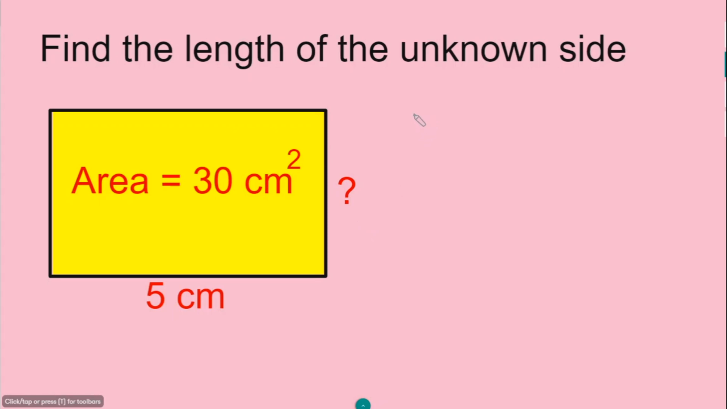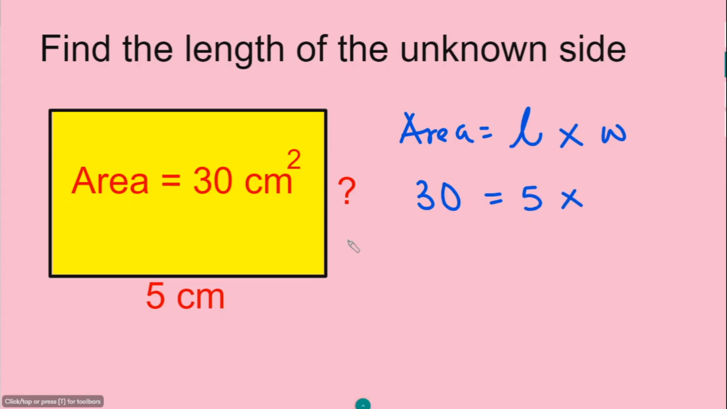the formula. So the area of a rectangle, you already know by now, is the length times the width. Now we know the value for the area, which is 30 centimeters squared, and that's going to be equal to the length. Now we know the length here is 5, multiplied by the width. Here, we don't know what the width is, so I'm going to put the question mark there. So we need to work out what this width is.